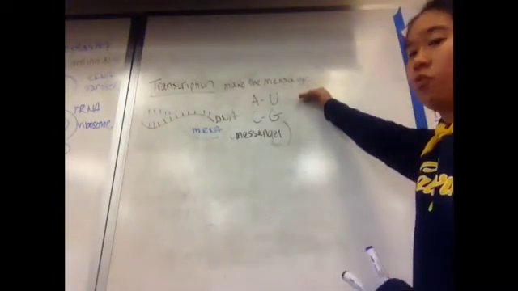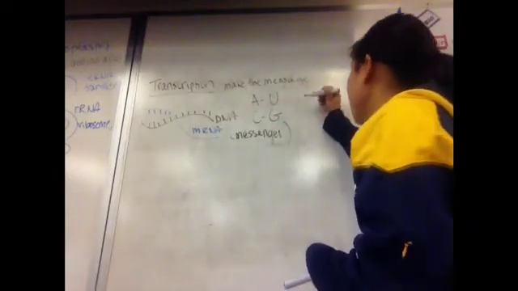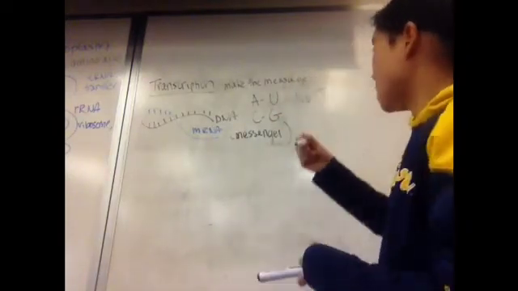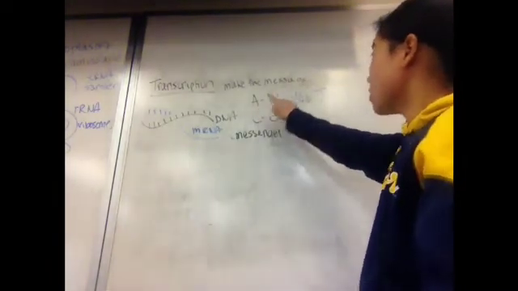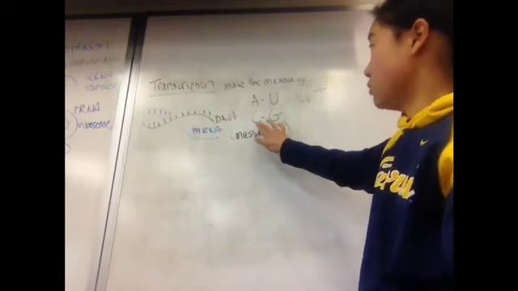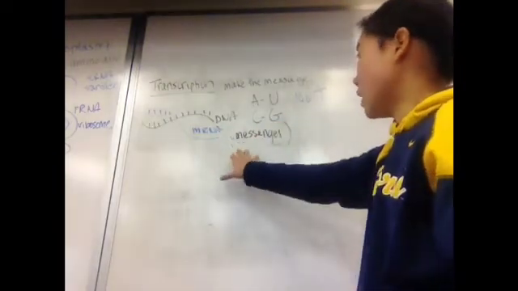Use the same rules as before, with the only difference being instead of a T, there's no T in transcription. So instead we'll use something called uracil, which is our U. So anytime you see an A, it'll go with a U. Anytime you see a G, it'll go with a C, and vice versa. So that's how we get to transcription, which will make a messenger RNA.